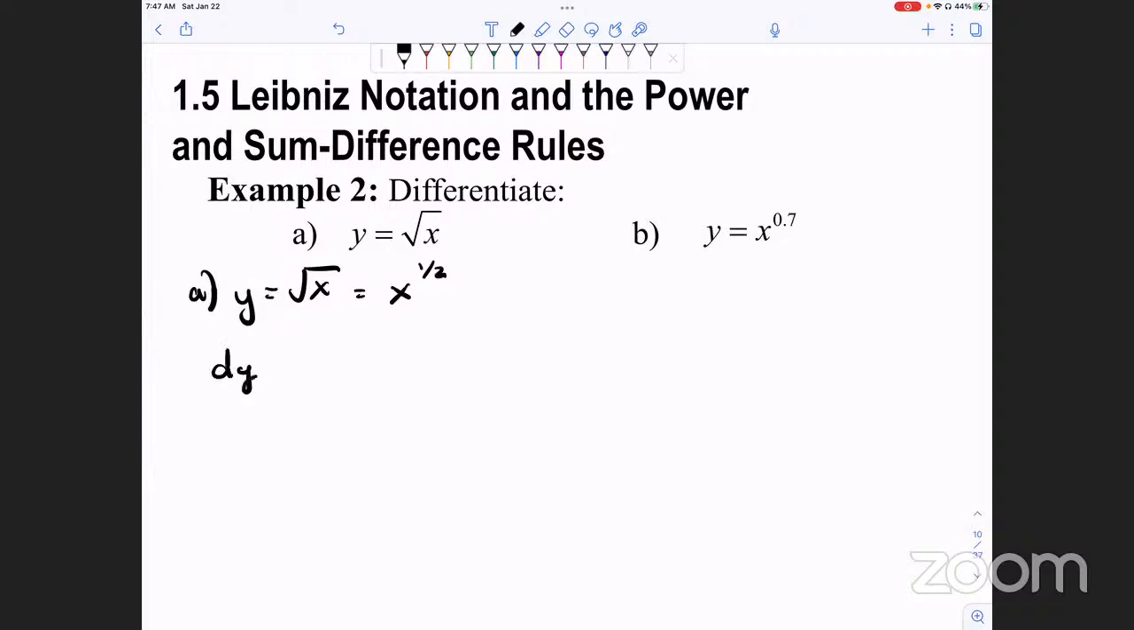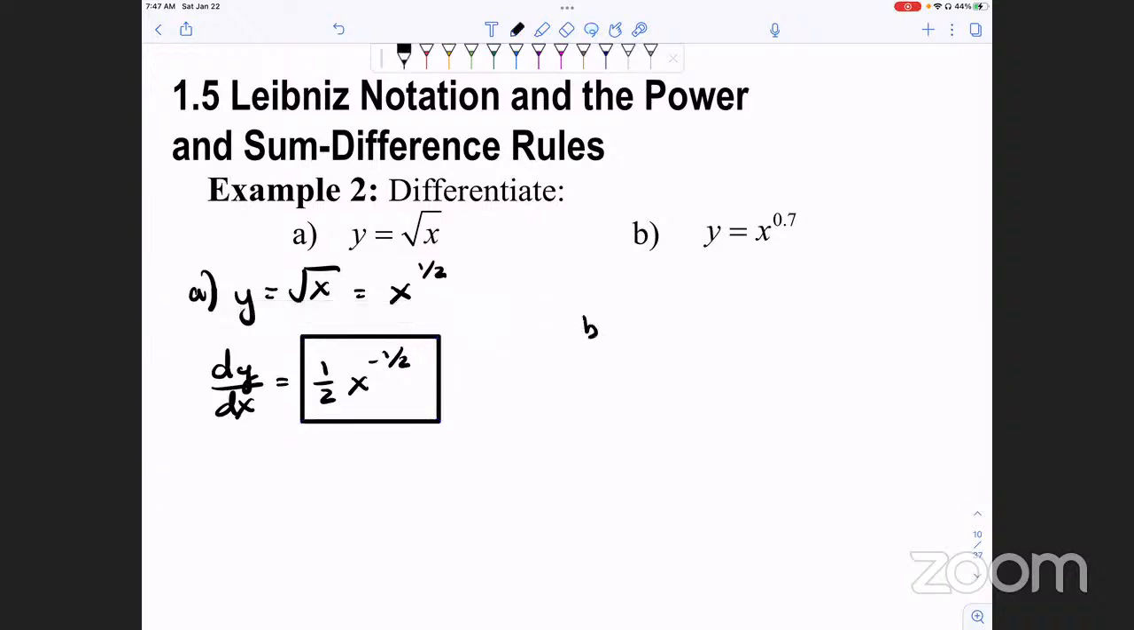Now when we take the derivative of y with respect to x, that half comes down, and then a half minus 1 is a negative half. I'm going to leave it like this for now. We might need to take it a little bit further, but this is what we're going to say for now.